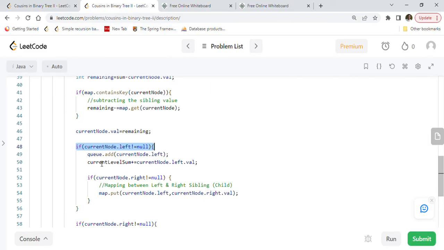So if it is there, you will add it into the queue, correct? Queue.add(currentNode.left), and you will count that as your current level sum, right? You have to add currentNode.left.val into your current level sum. Then, if currentNode.right is not null, you also have to add the sibling relationship we are maintaining in the map, right? So we have to add that relationship, correct?